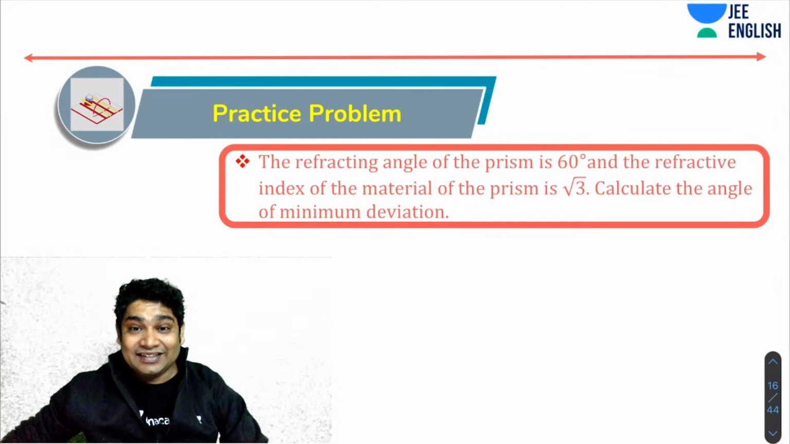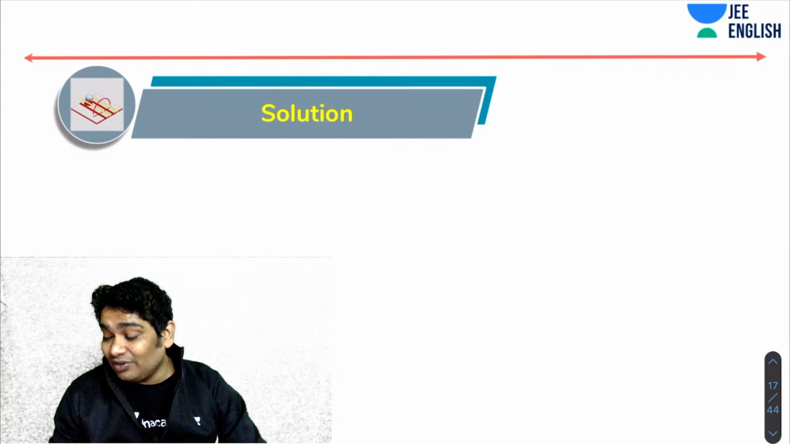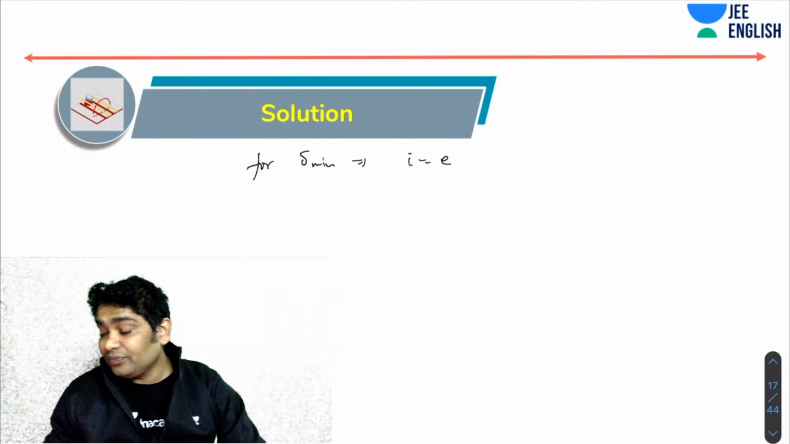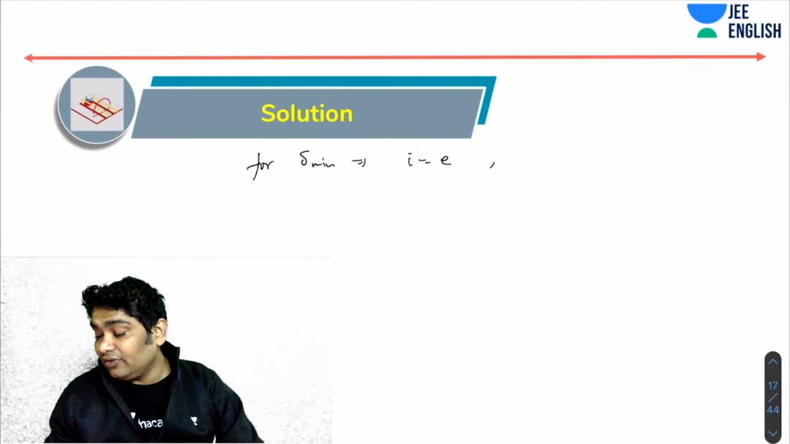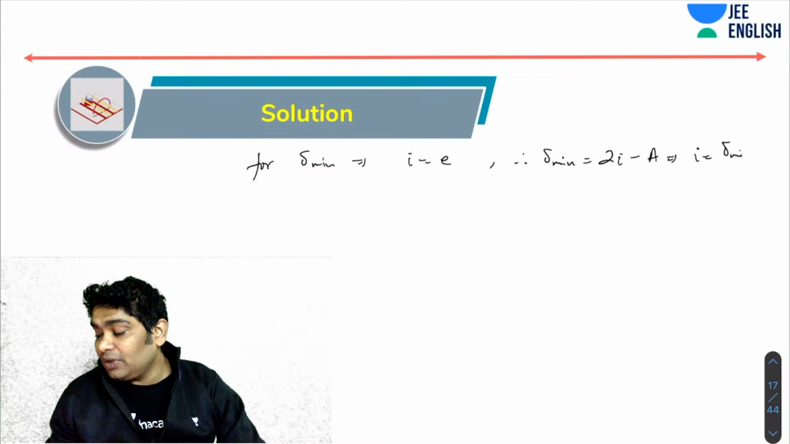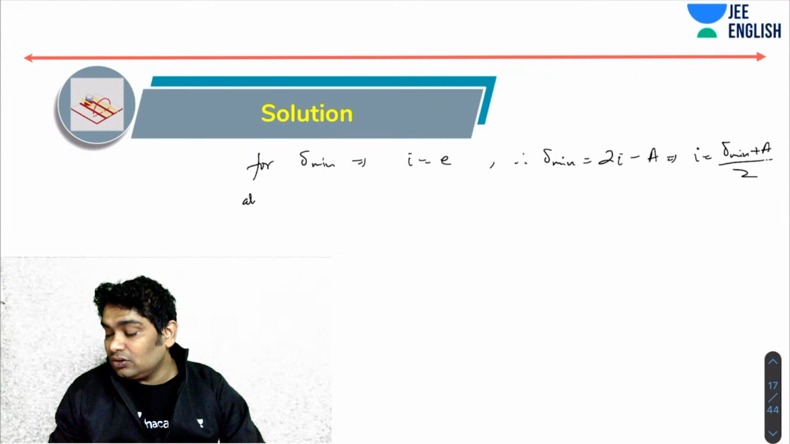Okay, so 60 degrees. Okay. So yes, that might be the correct answer. So if you remember, for delta min, you will remember I is equal to E. So therefore, delta min was 2I minus A. So that makes your I equals delta min plus A by 2, correct? And also R1 equals R2 equals A by 2.